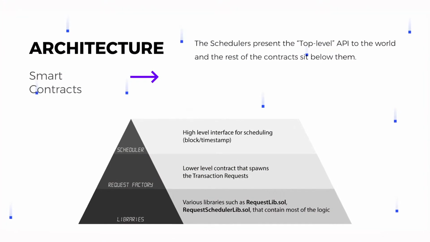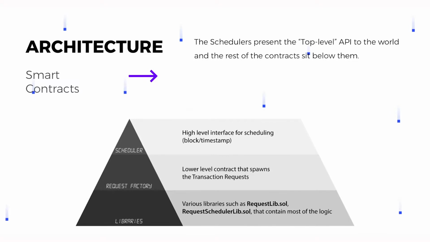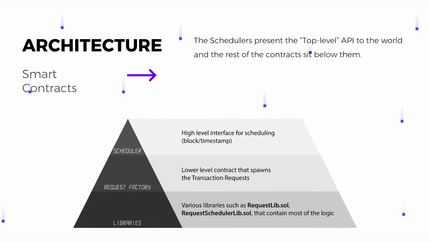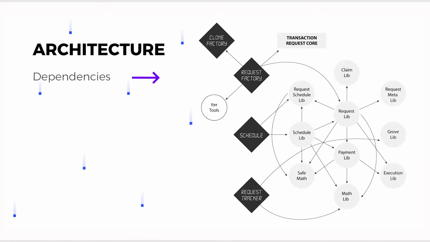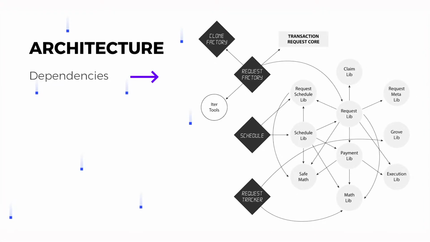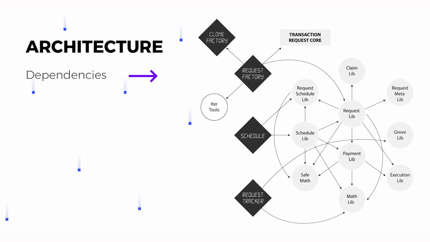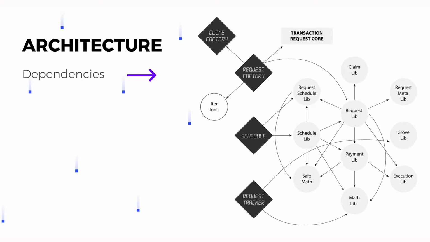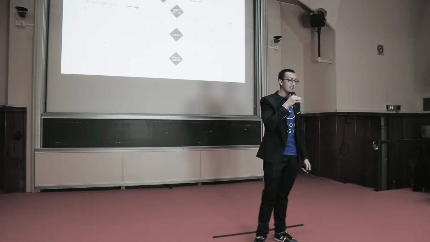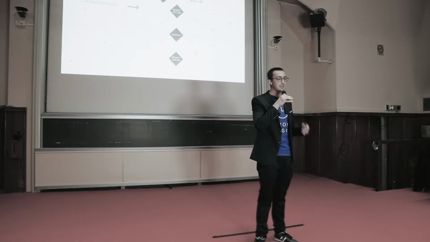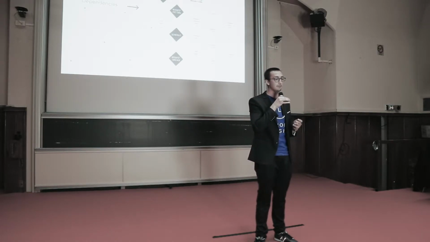This is just another way to kind of organize it. The schedulers are sitting at the top, and all their libraries and the request factory are sitting below them. Here's the dependency chart. So there's about 20 smart contracts in total, most of them libraries, and they are all interconnected, talking to each other. So it's architecturally a little complex with how it works, but most of what is going on here is validations to make sure all of the parameters are correct.